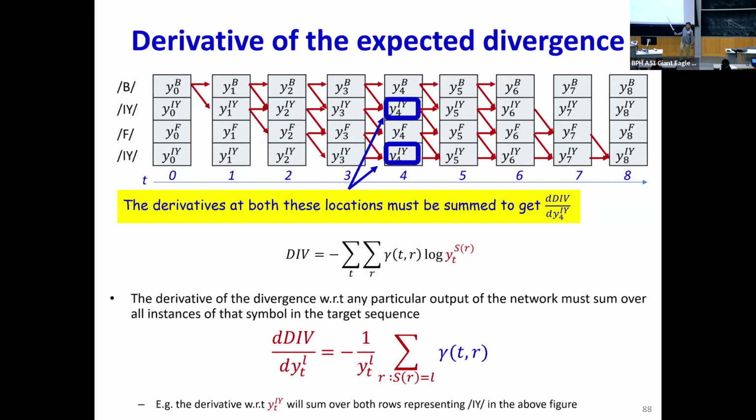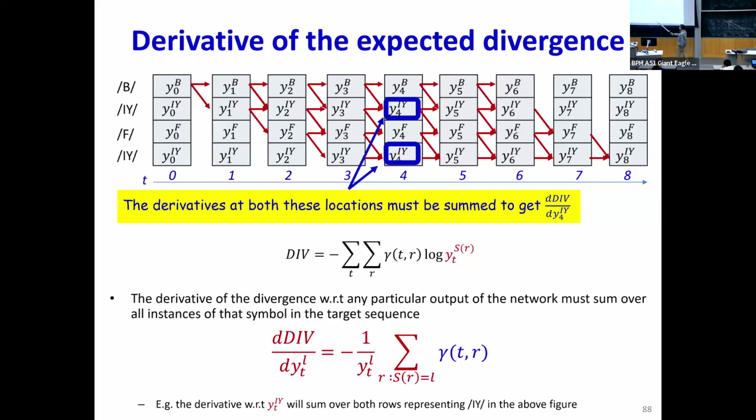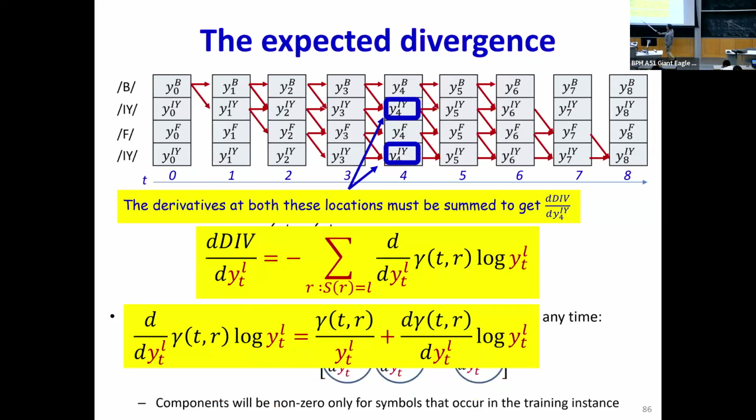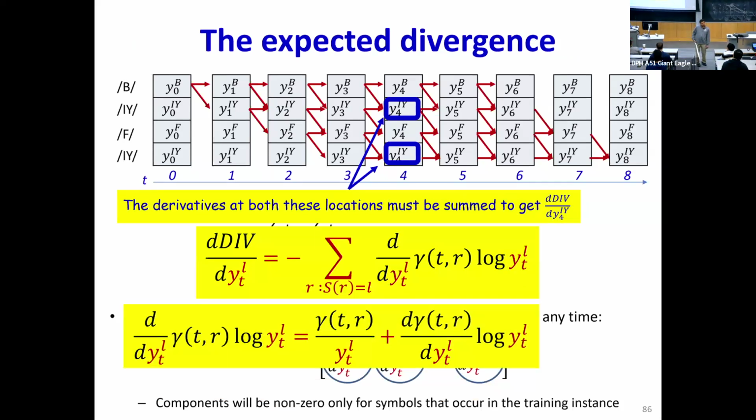There's an additional weighting term, which is just the sum of the gammas for all the nodes that invoke that symbol. If that symbol is not invoked, it's going to be 0. If there's only one symbol, it's going to be 1. So it works out very nicely. And so once you can compute this, you're able to compute the derivative of the divergence with respect to the entire output of the network at each time. And then this can be passed back to complete backprop.